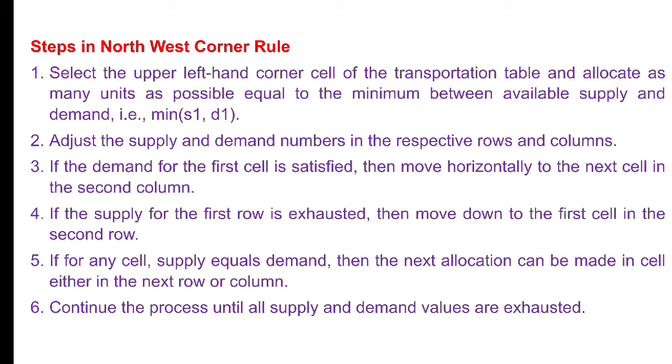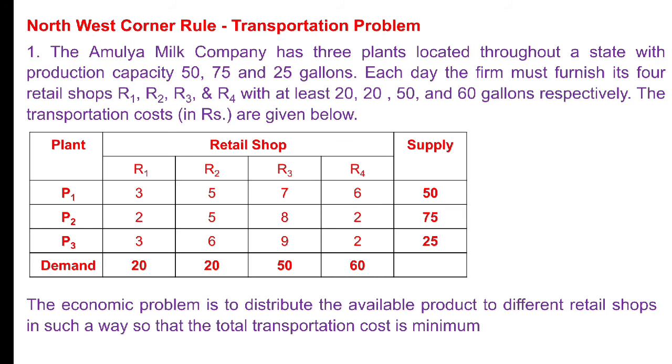Now this is one of the problems. Amulya Milk Company has 3 plants located throughout a state with production capacities of 50, 75 and 25 gallons. Each day the firm must furnish its 4 retail shops R1, R2, R3 and R4 with at least 20, 20, 50 and 60 gallons respectively. The transportation costs are given below.